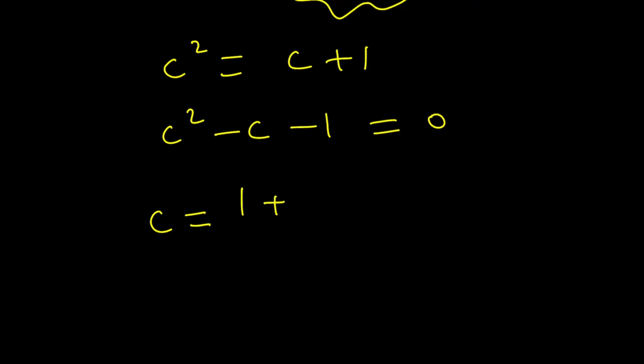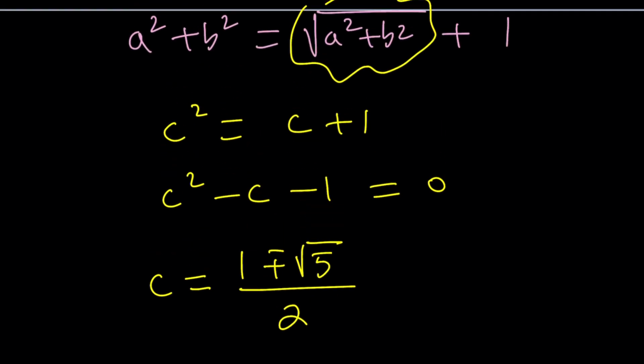Negative b plus minus the square root of b squared, 1 plus 4, which is 5. Golden ratio pops up again, right? We just saw that. Divide by 2. There are two values for c. Are we gonna go for both, or should we consider one of them?